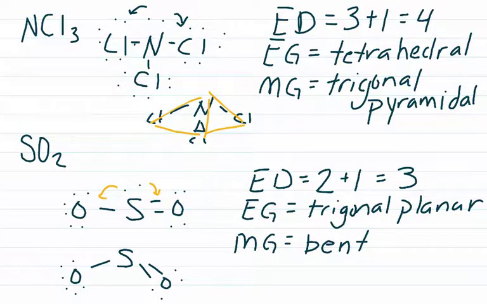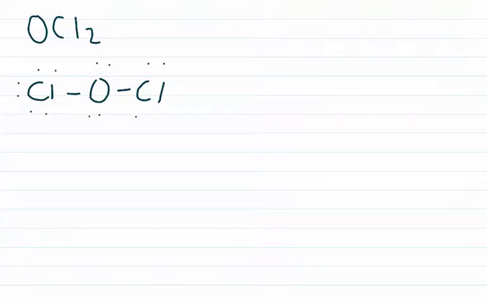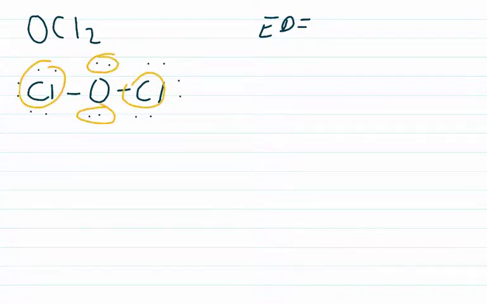And lastly, let's look at oxygen dichloride. Oxygen dichloride has a Lewis structure that looks like this. If we count up the electron domain, oxygen is bonded to 2 chlorines, and it has 2 lone pairs. So that means it has an electron domain number of 4. An electron domain number of 4 is called tetrahedral.